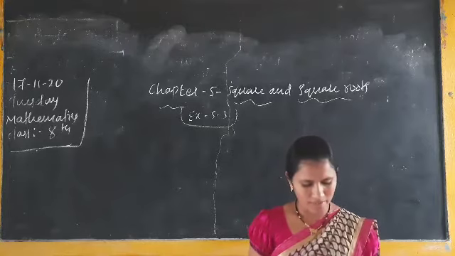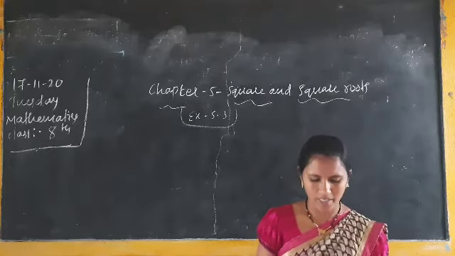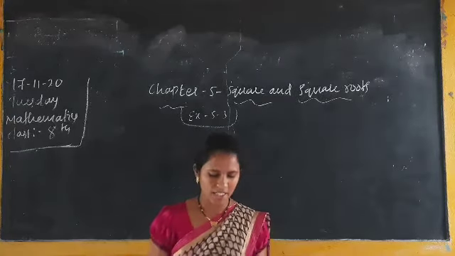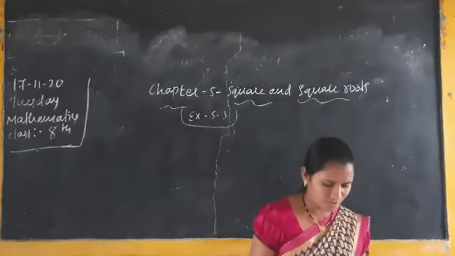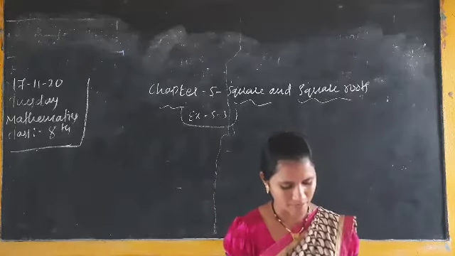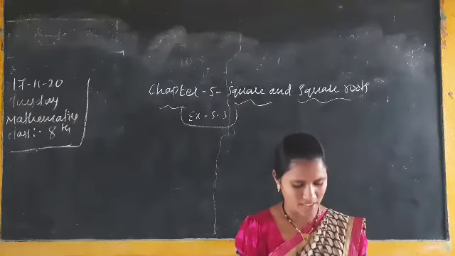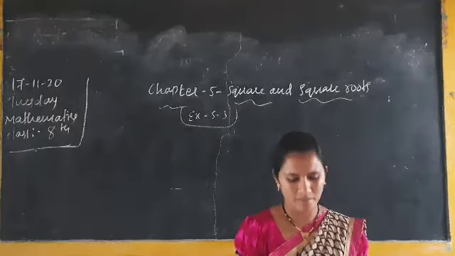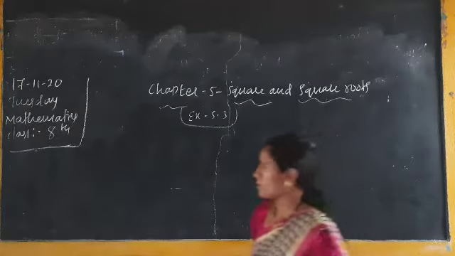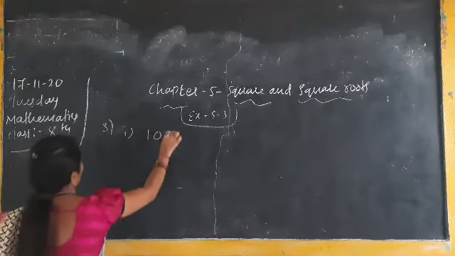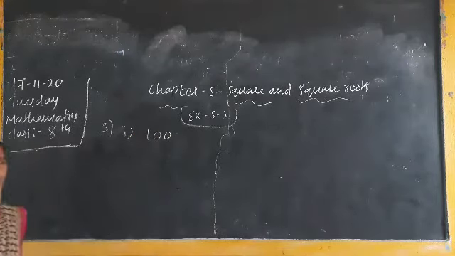Here, what they are given: find the square roots of 100 and 169 by the method of repeated subtraction. You already know how to do the repeated subtraction method. Find the square root of 100 and 169 using repeated subtraction. How do you do it? I will do it here, first for 100.